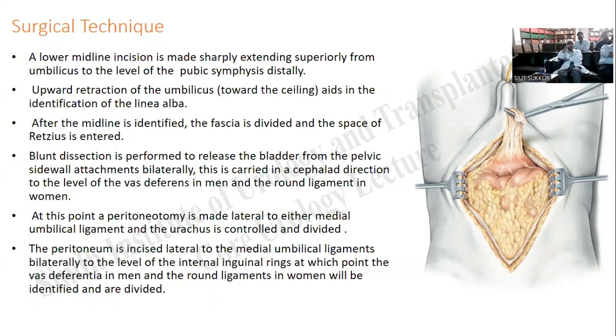At this point, peritoneotomy is made lateral to either medial umbilical ligament, and the urachus is controlled and divided. The peritoneum is incised laterally to the medial umbilical ligament bilaterally to the level of the internal inguinal rings, at which point the vas deferens in men and the round ligament in women will be identified and divided.